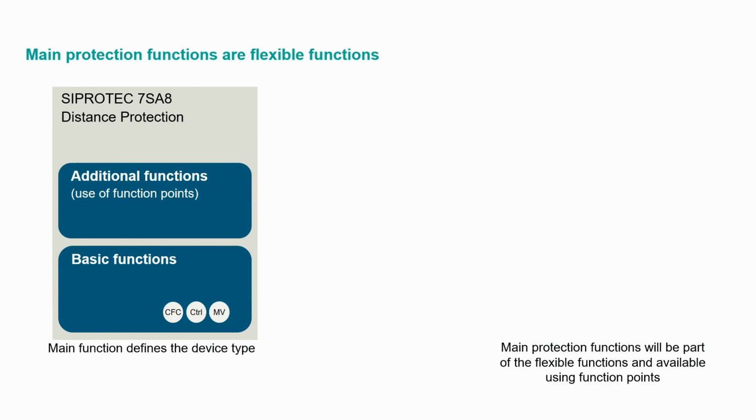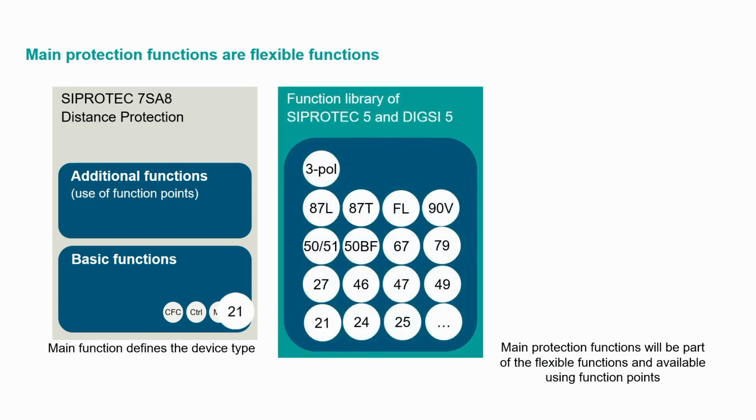Maybe you know already the SIPROTEC 5 platform. The typified SIPROTEC 5 devices contain a set of basic functions based on the device type. Let's take an example with the distance protection 7SA8. In this device, the distance protection can always be added from the DIGSI 5 library without need of function points, as it is one of the basic functions of this device.